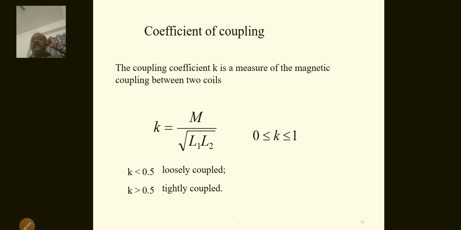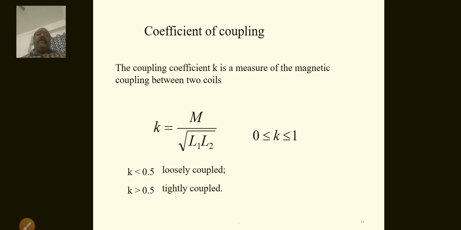Coefficient of coupling. This is a very important one. The coefficient of coupling is always between 0 and 1. The coefficient of coupling measures the magnetic coupling between the two coils. It is indicated by K, and K is equal to M by root L1 L2, where M is the mutual inductance and L1, L2 are the inductances of the coils. K is the coefficient of coupling.